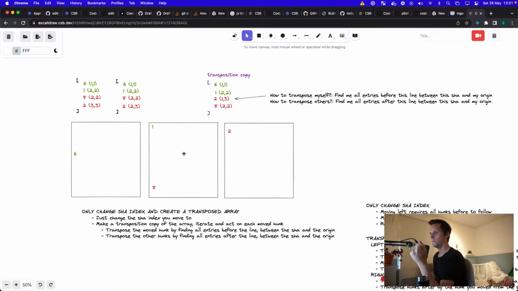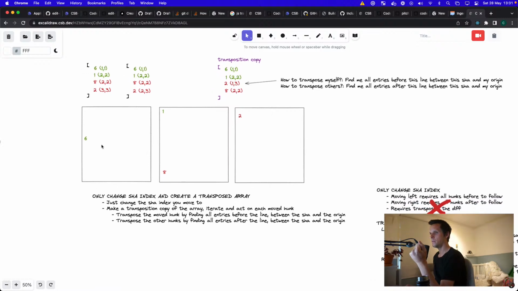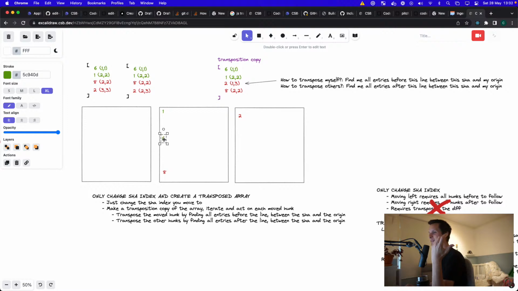Anyways, what should we test first? Okay, so let's just do something. Let's move 6 over here. It probably breaks on the first try.